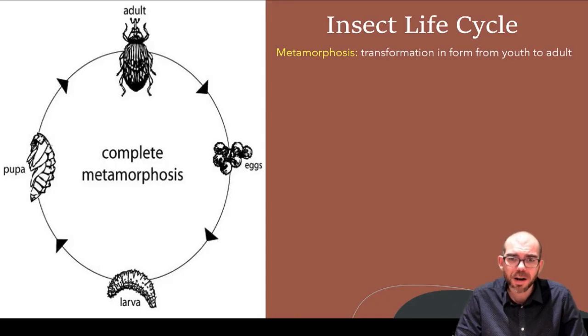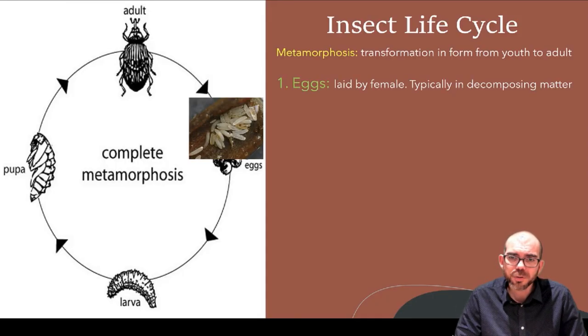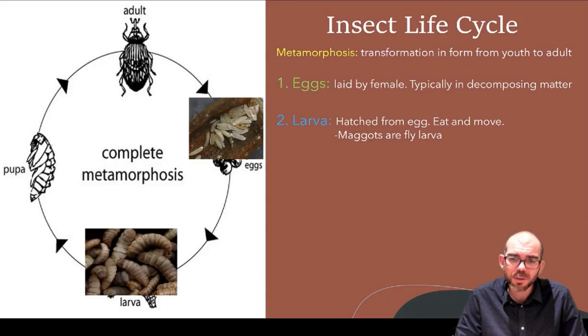Let's look at the generic life cycle. Most insects start as an egg. The egg is laid by a female, typically in some kind of decomposing matter or some food source. Those eggs will then hatch into larvae. Larvae are able to move, and they are hungry. They eat again and again and again. If you've heard the phrase maggot, a maggot is just the word for fly larva. Since flies are very common, so too are maggots.